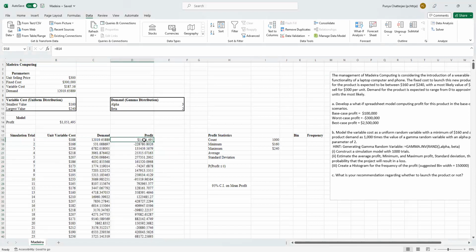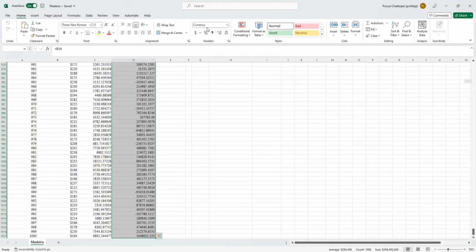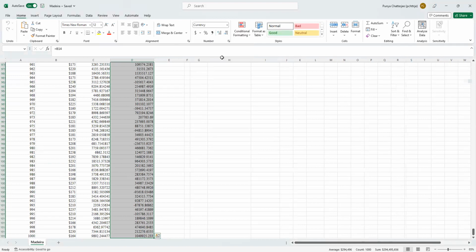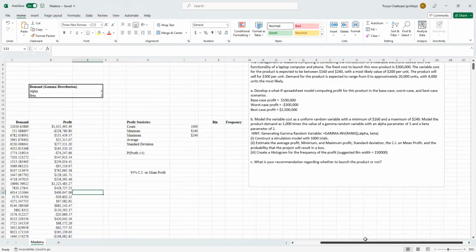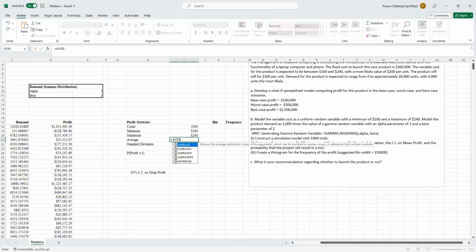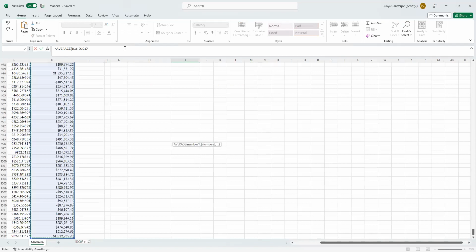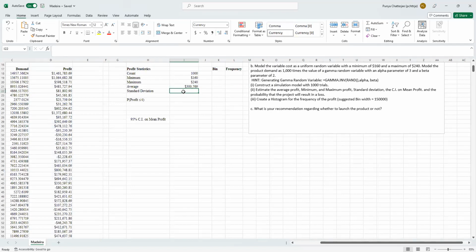And just to be consistent, I'm going to make all the profit a currency. There you go. All right. So now once we have everything, we are going to create some statistics. For profit statistics, I already gave you the formulas right here, the count, min, and max. So next one is the average. So you're going to use the AVERAGE formula, that one. And your output range is going to be profit in every case because you are looking at the profit and how that changes. That's your average profit.